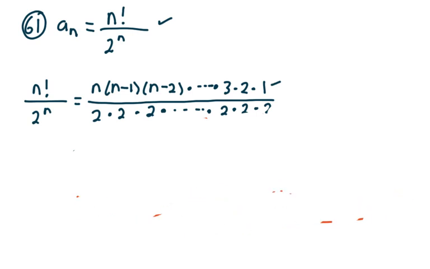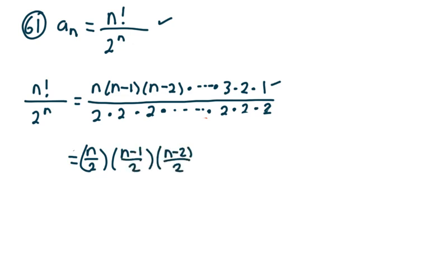And I want you to notice something. I was able to pair up a factor in the numerator with a 2 in the denominator. That's important. I was able to write n over 2, right, times n minus 1 over 2 times n minus 2 over 2, and I continued in that pattern until I got 3 over 2 times 2 over 2 times 1 over 2, right?